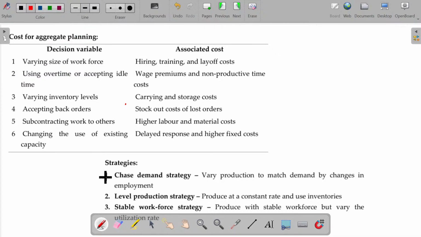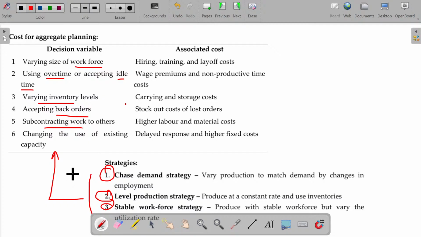How can you plan? Chase demand, level production, stable workforce. For that, what could be your plan? Either you can change the workforce, or ask them to work overtime, or ask them to leave early or be idle, and you can change the inventory, or ask the customers to take it delayed, back order, or excess demand can be subcontracted, or you can install a new plant. So for all these things, we have some costs.